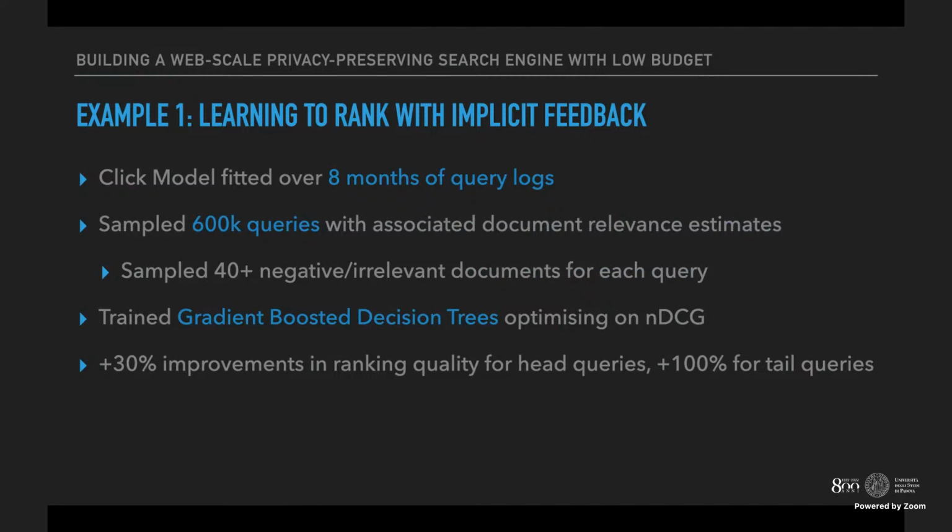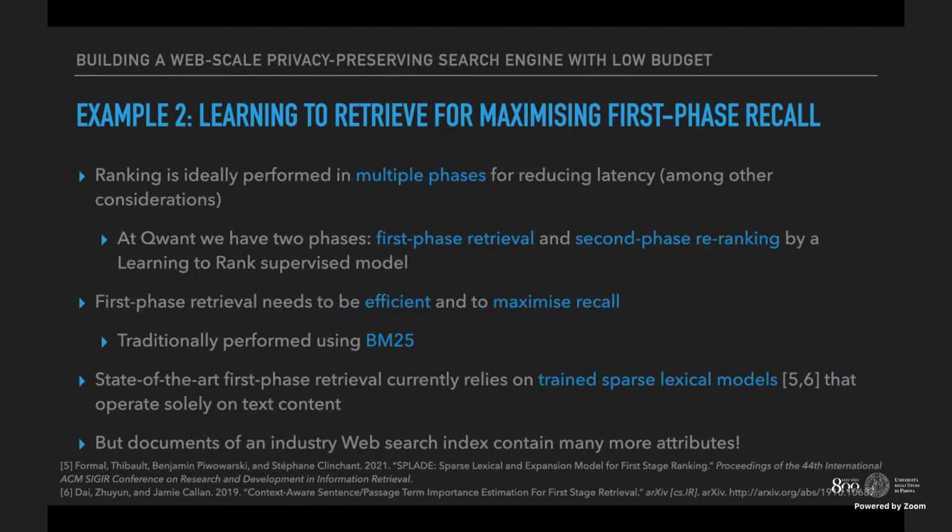And so when I talk about improvement in ranking quality, we look at mean reciprocal rank, NDCG, and expected reciprocal rank as well. So this was one of the first examples. The second one, I quite like it. It's quite recent. It's also applying some machine learning model, but not for second phase ranking. It's for maximizing the quality of the first phase retrieval.